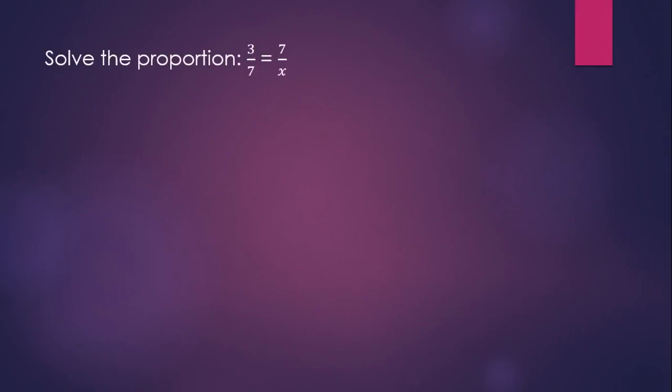Solve the proportion 3/7 equals 7 over x. If we cross multiply and solve, we have x equals 49/3, which we could also write as 16 1/3.